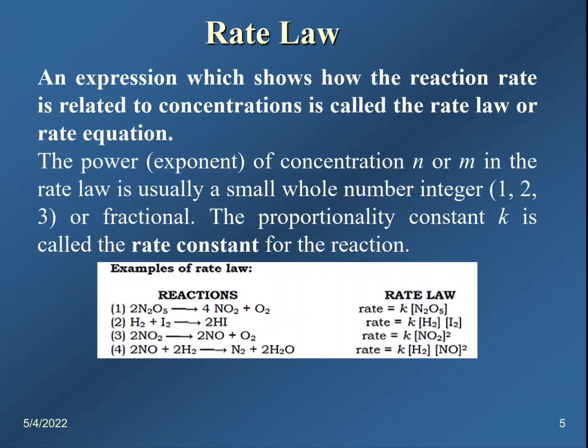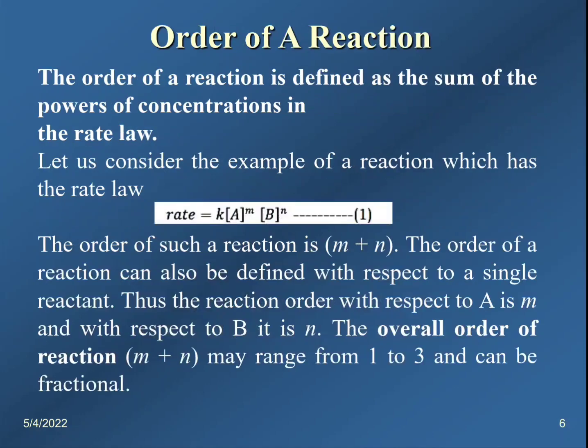Some examples of the rate law: one example we'll see is 2N2O5 gives 4NO2 plus O2. Here the rate law for this reaction can be expressed as rate equals K into the concentration of N2O5. Here K is called the reaction rate constant, or proportionality constant, and there are other examples as well.